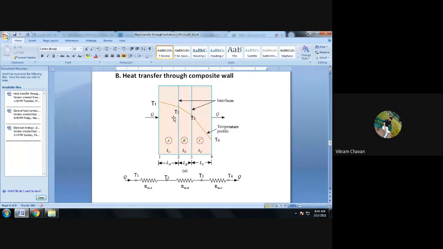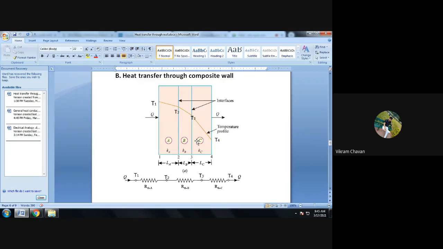So a similar amount of heat transfer should happen through slab A, through slab B, and through slab C. Is everyone getting it? Is there any doubt, any question? Whether you understood or not, please let me know.